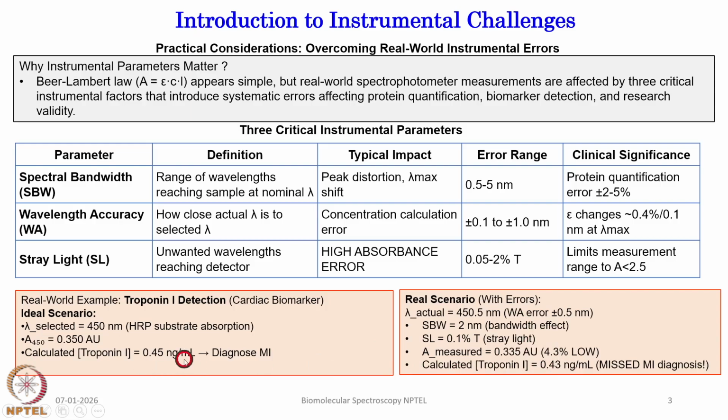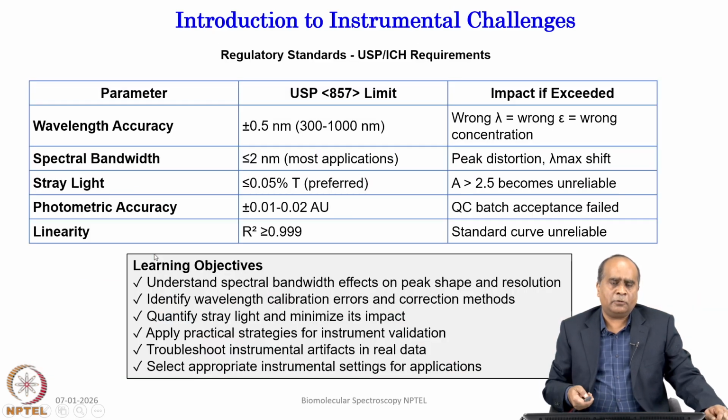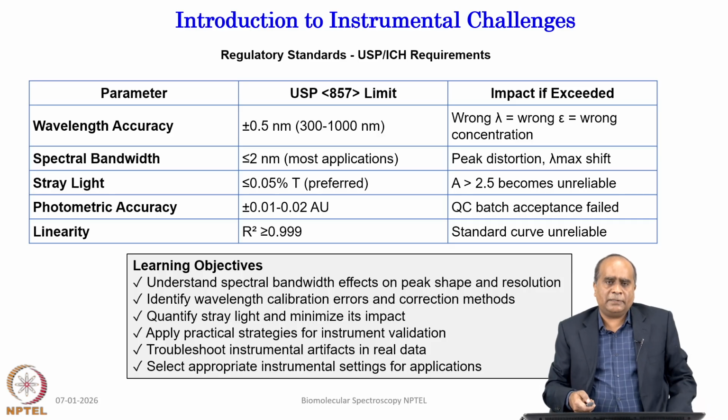although it looks like a small difference. But you see, with only 0.02 nanogram per ml you missed the MI diagnosis, and that is a big mess up, right, that one can do with a human life. Therefore, an absolutely calibrated instrument is necessary when we are doing biomarker discovery, right. Therefore, the USP or ICH has set the regulatory standards.